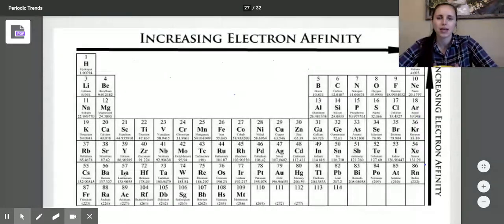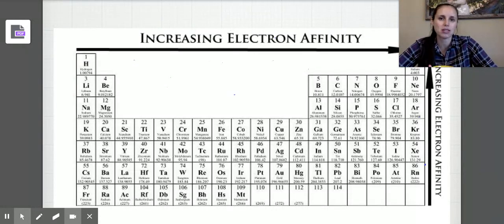So again, if you have a really good basis of understanding of net nuclear attraction and shielding effect, you can see that understanding these trends is not as hard. They end up actually being the same thing over and over and over again. If you don't understand shielding effect or net nuclear attraction, it's much harder to understand these trends.